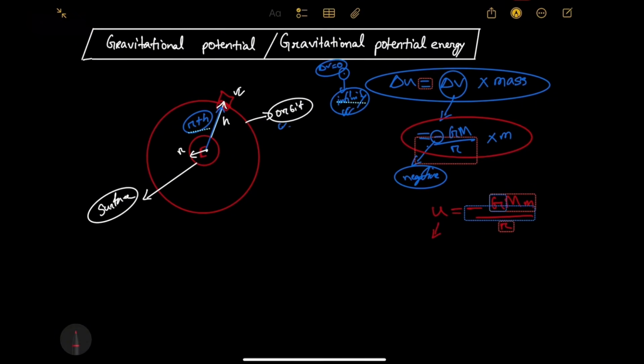This is at the surface. This is the potential at the surface that we have derived right now.